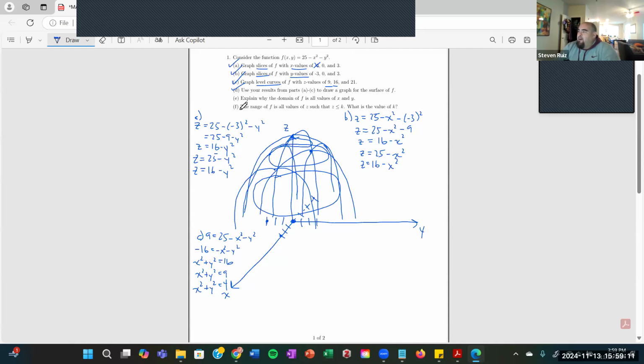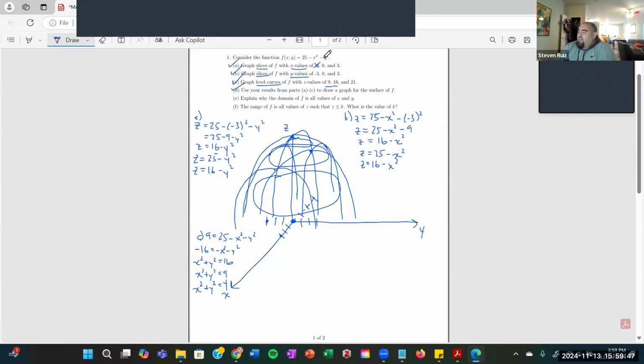And finally, the range of F is all values of Z such that Z is less than or equal to K. So I'm telling you the range of F has a maximum. Maybe the graph you drew by hand helped you, or maybe you graphed this in Desmos or some other technology. But a parabola or a paraboloid has a vertex. It either has a maximum or a minimum. In this case, it has a maximum of 25.